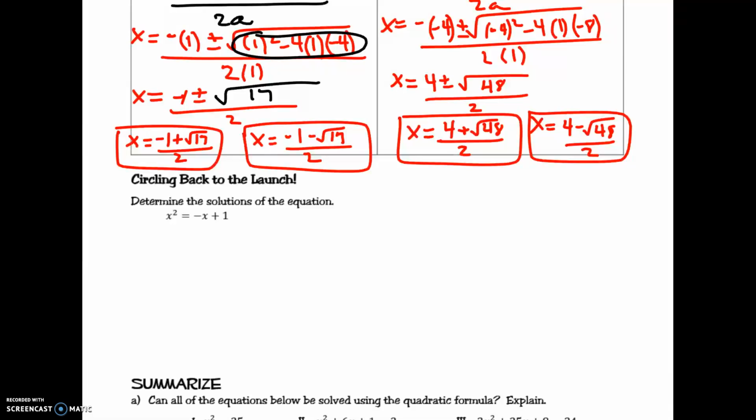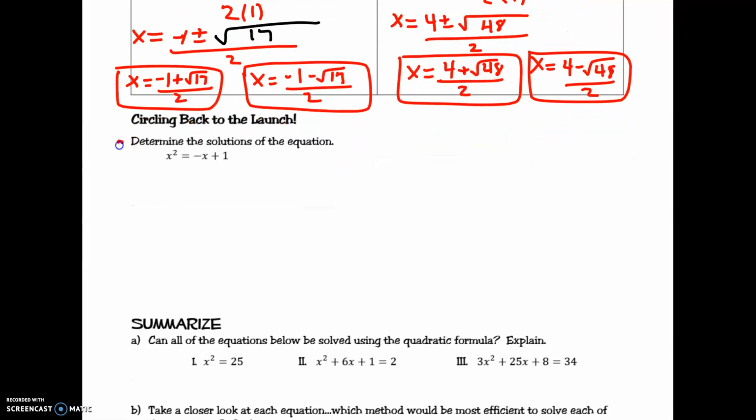Use these notes to complete the next question. You're going to determine the solutions. But this time, instead of from the launch where we completed the square, I want you to use the quadratic formula to answer the question. Answer keys will be posted for the rest of the classwork, so please make sure that you have completed the rest of the classwork and checked your answers.